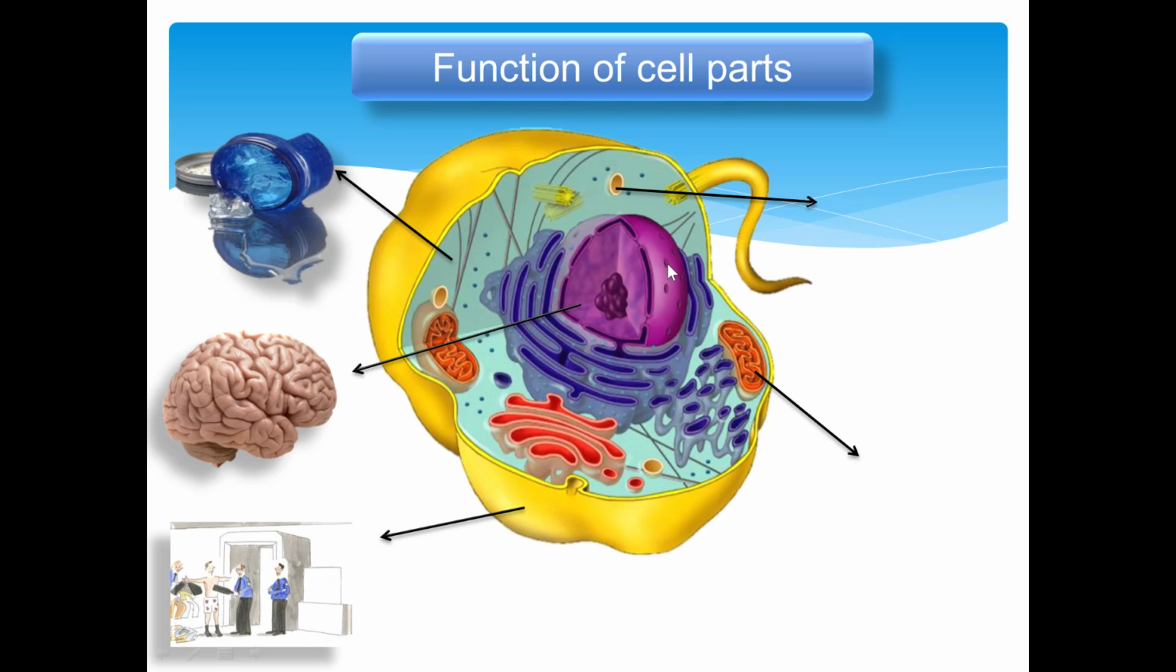So also we have the cell membrane. It's like a cover. It's like a security. The cell membrane surrounds an animal cell and controls what materials go into and out of the cell.